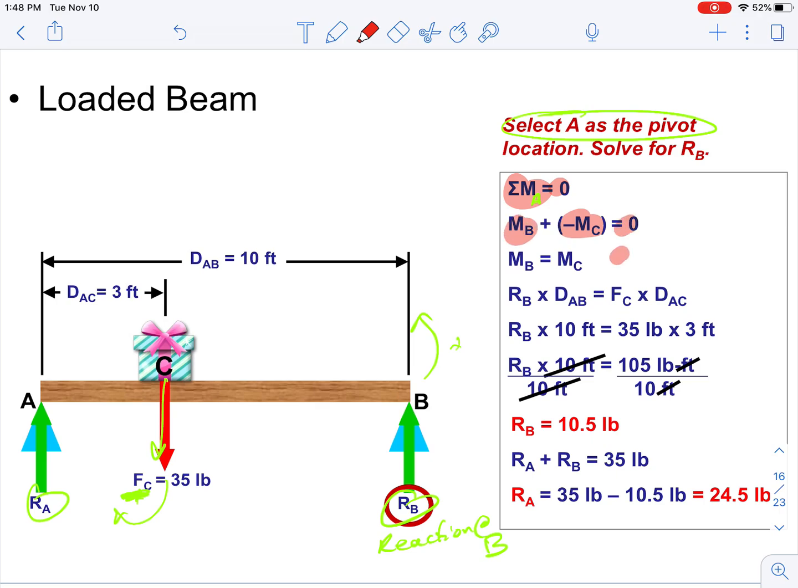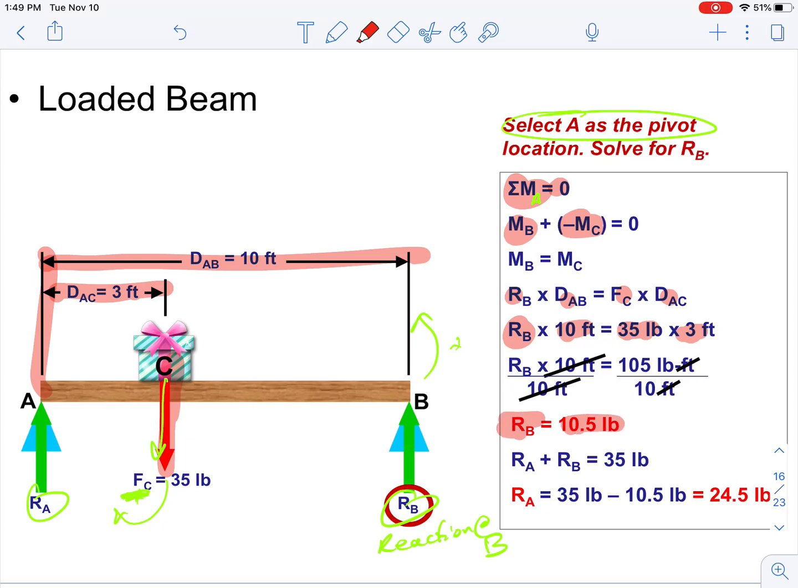They went ahead and again moved this over. You don't have to move that over first. You could always just keep them together. Then they plug in these. Maybe you go to numbers right away. But again, RB is your variable times 10 feet away. This is 10 feet away from your pivot. Equals 35 pounds times 3 feet away. This is 3 feet away and 35 pounds. And then when you solve, you get RB equals 10.5 pounds.